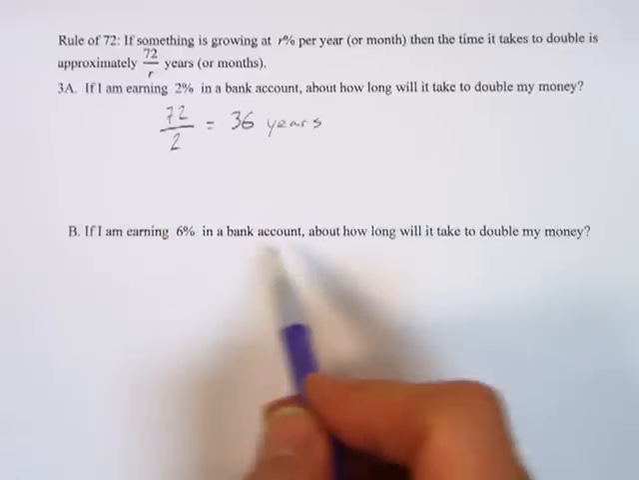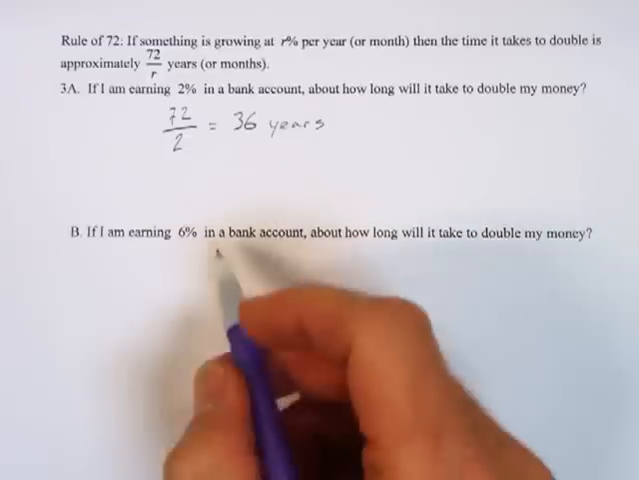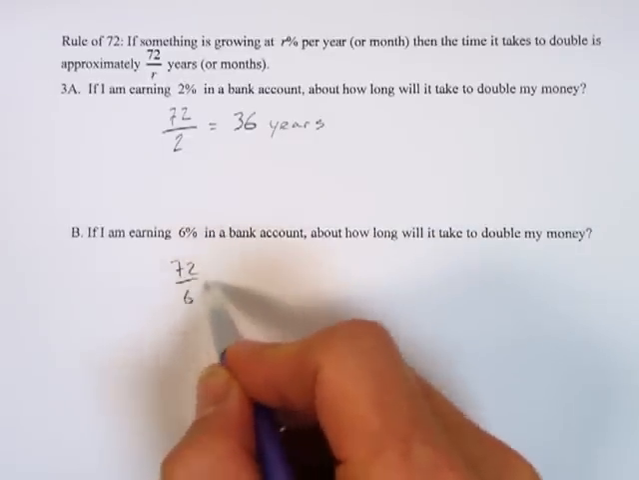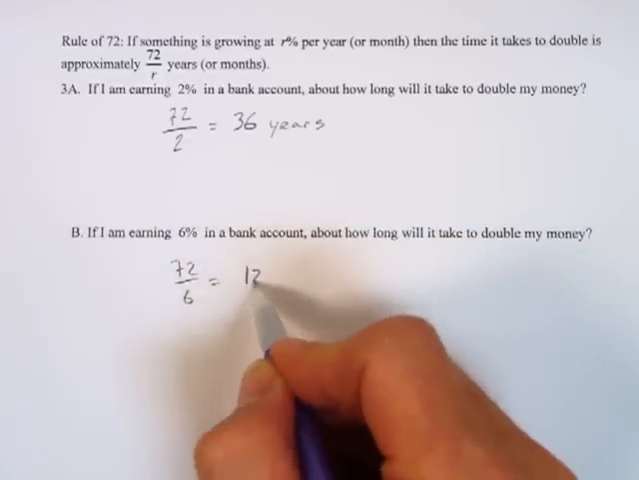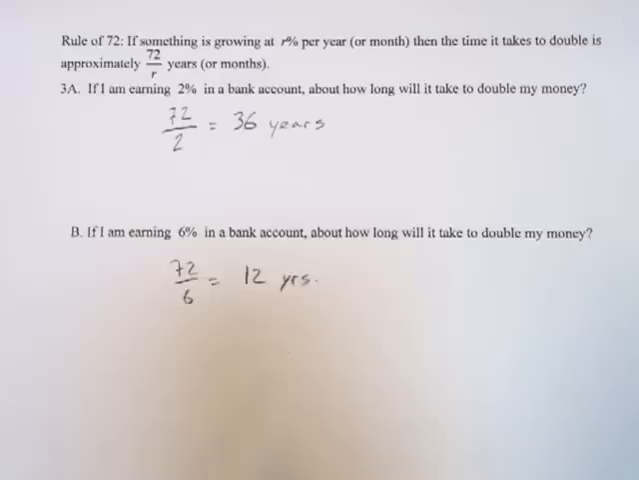If I'm earning 6% in a bank account, how long would it take to double my money? 72 divided by 6, and that gives us 12 years. Financial advisors will use this all the time because it just gives you a rough idea of how long it takes. Why do they use 72? Because 72 has a lot of factors. 8 goes into it, 9 goes into it, which means that 3 and 2 and 4, and then 6. So since so many different numbers go into it, it's a quick one to do and you can get a nice round number.